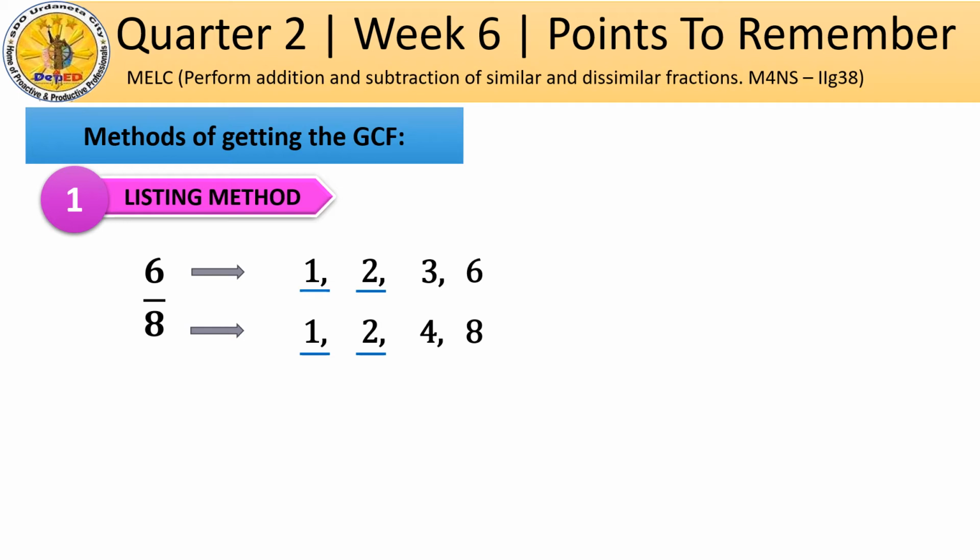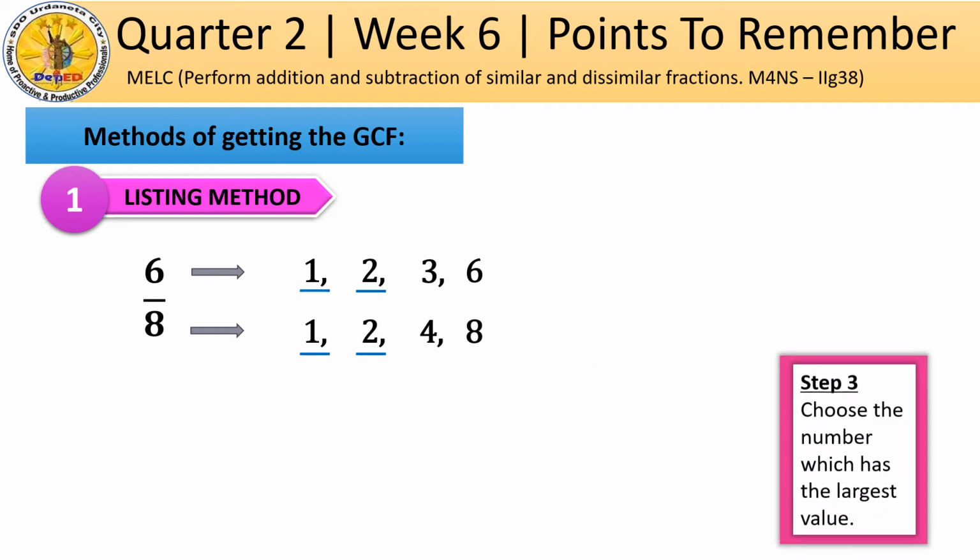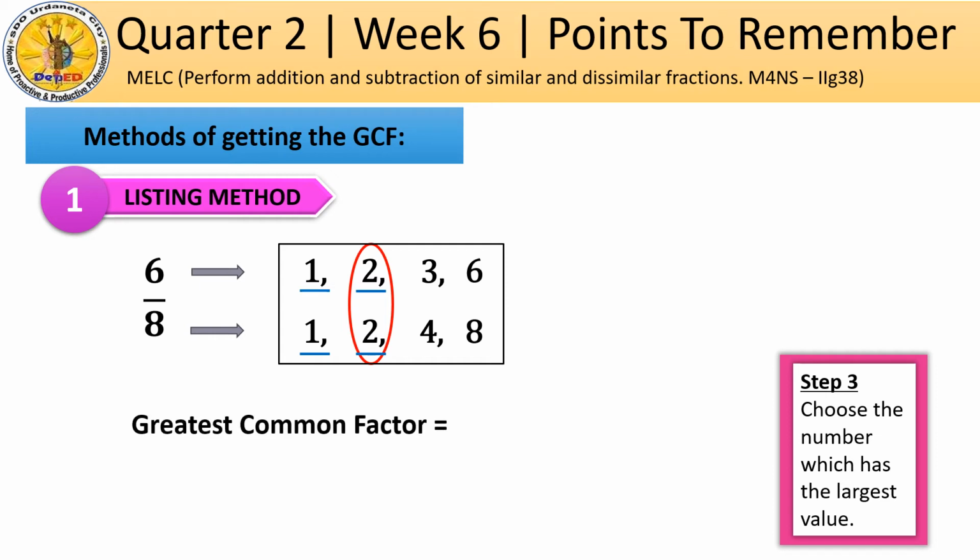Then let's proceed to step number 3. Choose the number which has the largest value. So the greatest factor is 2. So the greatest common factor of 6 and 8 is 2.